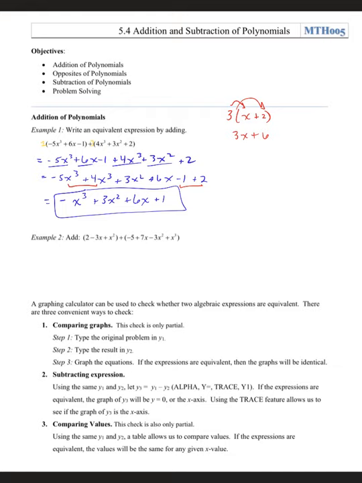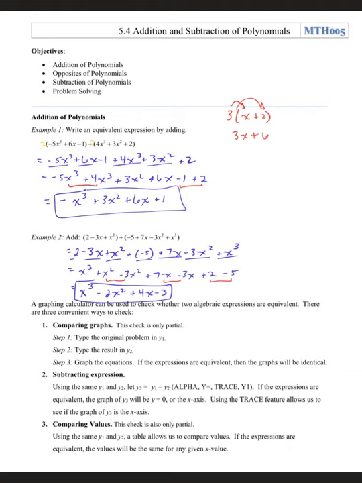Go ahead and try example 2. Pause the video, and then once you finish, unpause it and check your answer. You can see here we get x cubed minus 2x squared plus 4x minus 3. You can go ahead and check your work with mine if you need to see if you made any mistakes, see if you can find it.